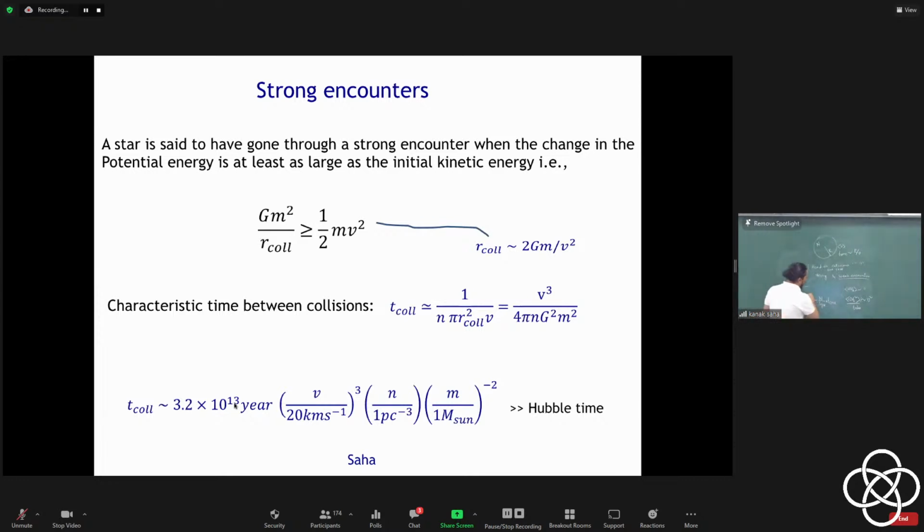Now this is very important in the sense that you can see that over the relaxation time, the net change in this small deflection that happens will add up and will be of the order of v squared, of the order of the initial velocity. Which means over this time, the galaxy has almost forgotten what the initial thing was that it came from.